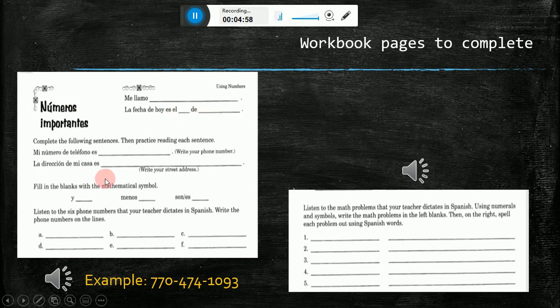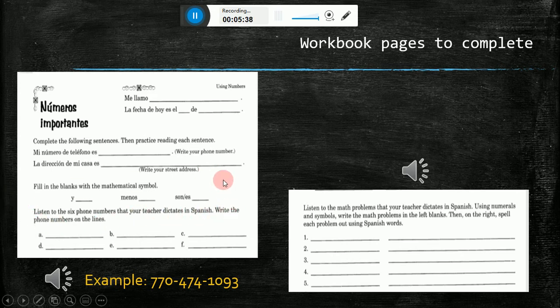Okay, so for this top section here of your worksheet, it says complete the following sentences. Then practice reading each sentence. This sentence says, Mi número de teléfono es, and here you would write your phone number because what it says is, my telephone number is. Okay, the second sentence says, La dirección de mi casa es, and then you write your street address. Okay, because this means my address is blank.